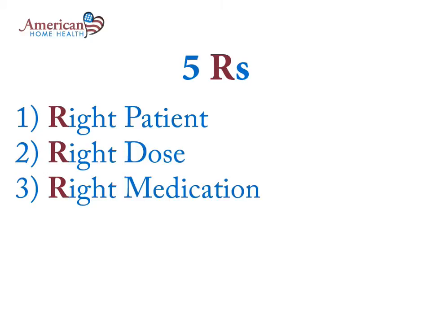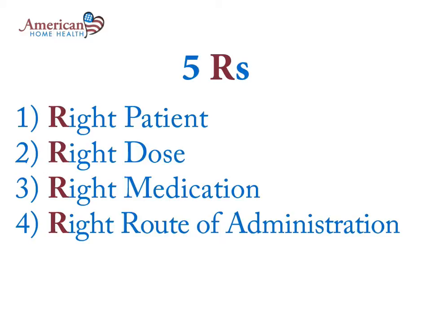The fourth rule in the 5 R's is the right route of administration. Often patients have medications that can be given by more than one route, i.e. through G-tube or orally, or they have complex administration areas, for example, a gastroenterostomy, jejunostomy tube. Make certain that the dose of medication you're giving is going in the right place.